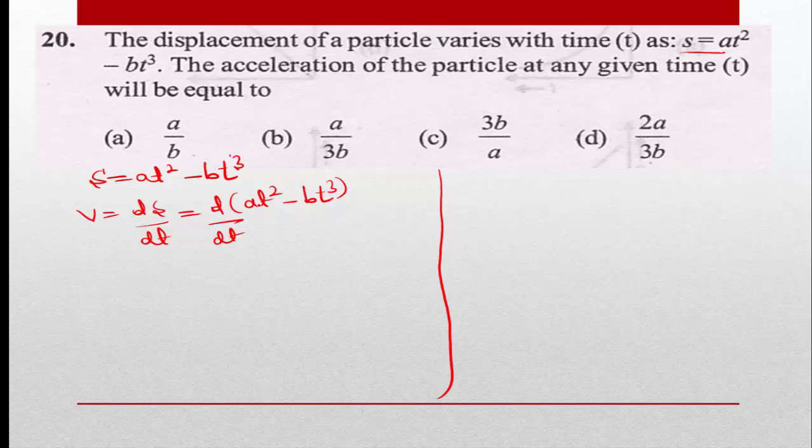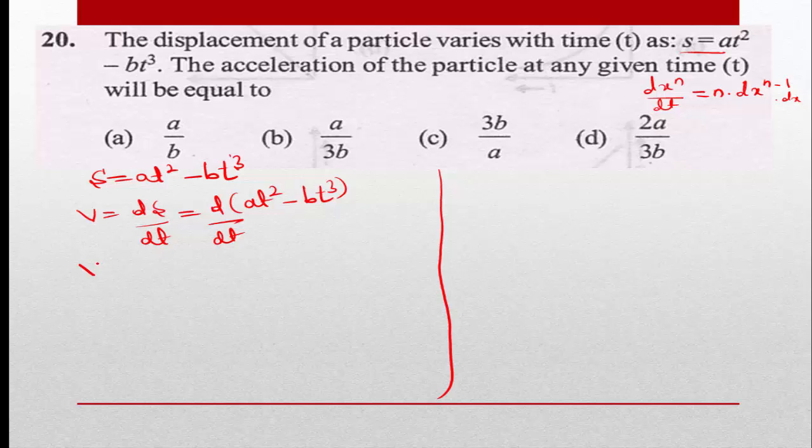It is in the form of d of x to the power of n divided by dt. We know the formula: the differentiation of x to the power of n divided by dt is equal to n into x to the power of n minus 1 into dx.